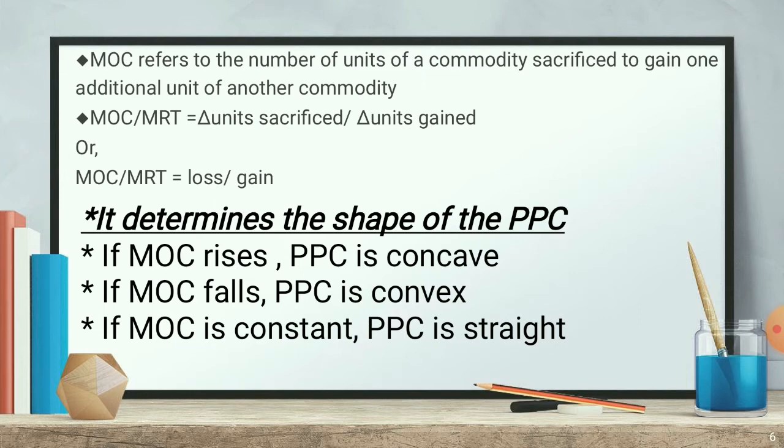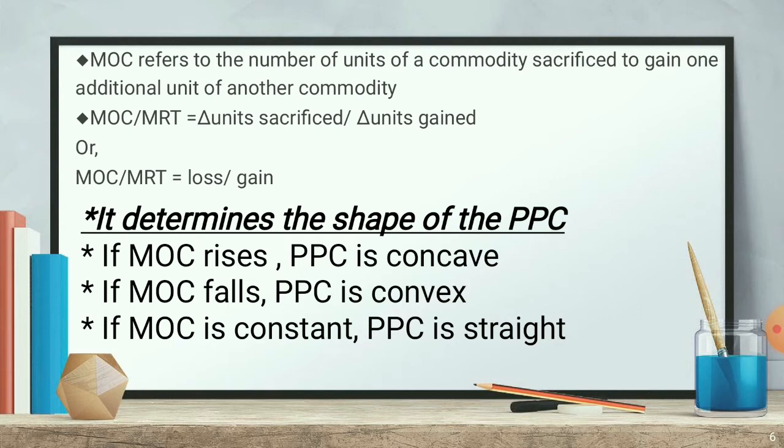Opportunity means next one and marginal means for every additional next, so it is known as marginal opportunity cost, or another name is marginal rate of transformation. This is very important to know. Marginal rate of transformation or marginal opportunity cost, both are the same. What is it? It refers to this: to have one more unit of any commodity, we will have to sacrifice some units of another commodity. That is called marginal opportunity cost.